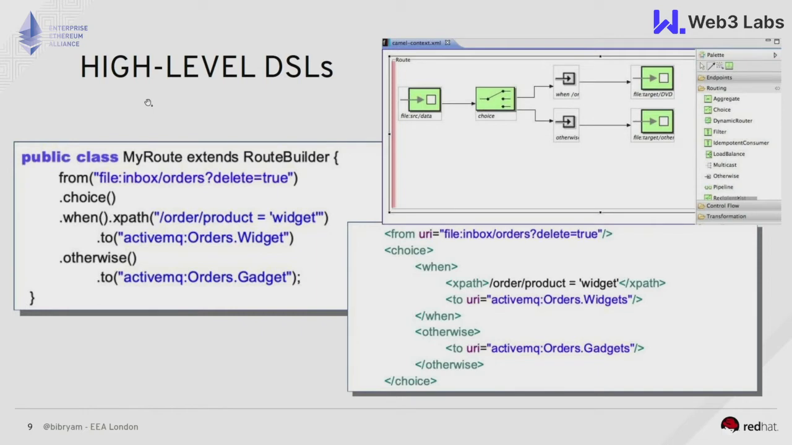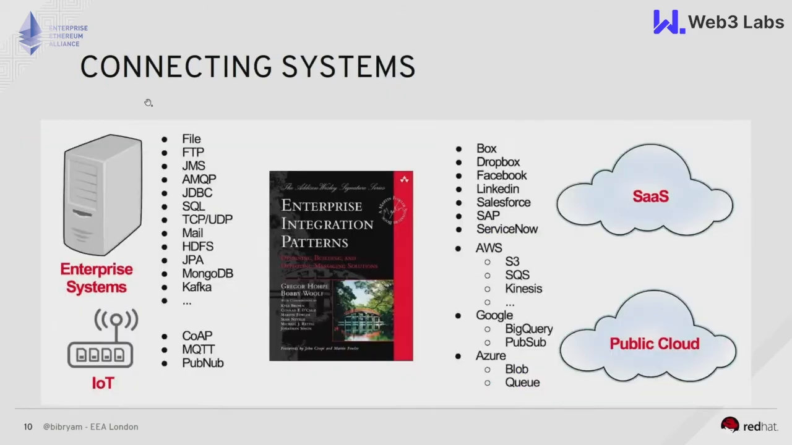Here I have an example of a Java-based Camel route, which has a file connector, a pattern in the middle, content-based router, and an ActiveMQ connector. So a simple Camel route that connects two systems. Here is the same Camel route, but using another DSL, the XML DSL. And here we see a visualization of the same Camel route. So that is basically Camel.